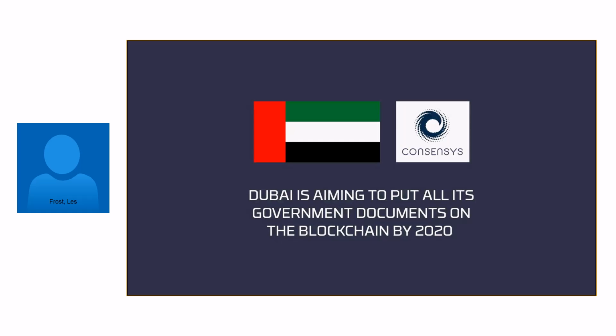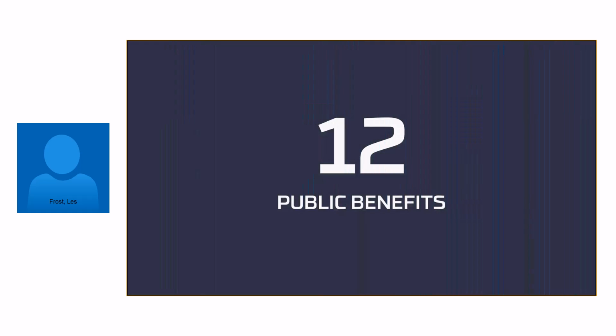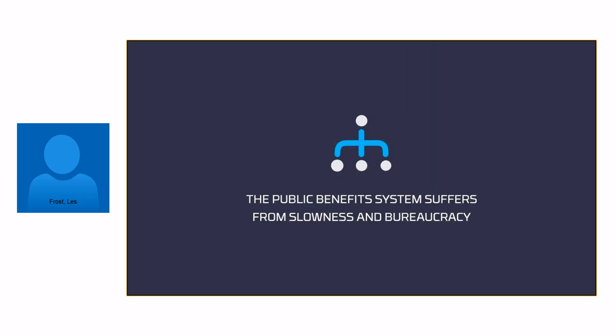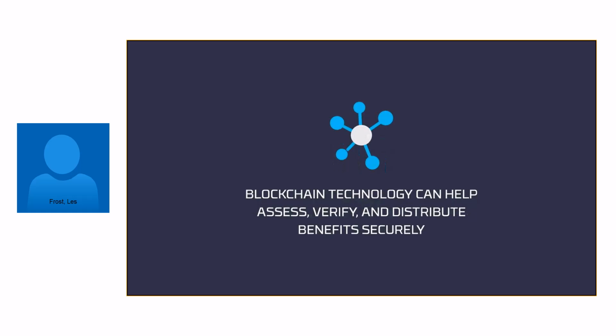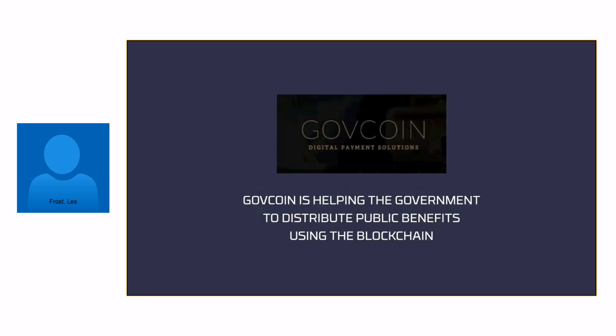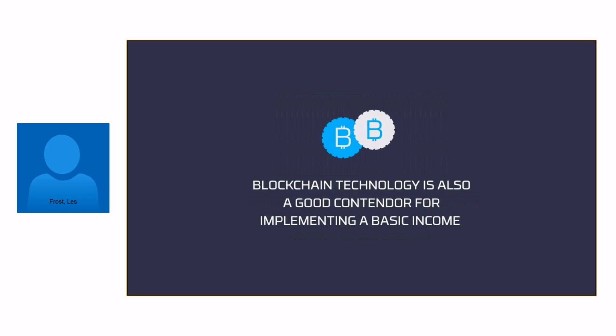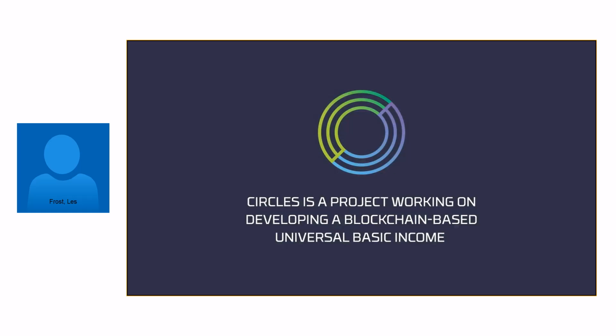Number 12, public benefits. The public benefits system is another sector that suffers from slowness and bureaucracy. Blockchain technology can help assess, verify, and distribute welfare or unemployment benefits in a much more streamlined and secure way. GovCoin is a UK-based company that is helping the government to distribute public benefits using blockchain technology. The blockchain is also a good contender for implementing a basic income. Circles is a project working on developing a blockchain-based technology for implementing a universal basic income.